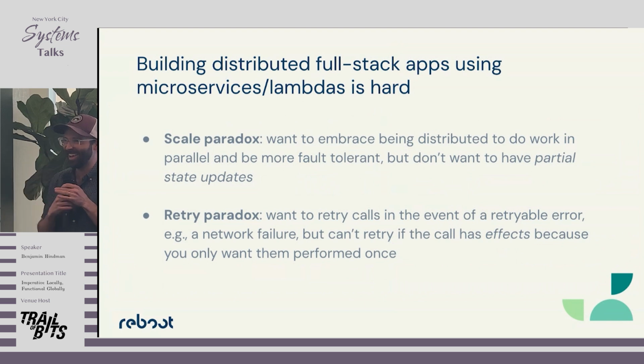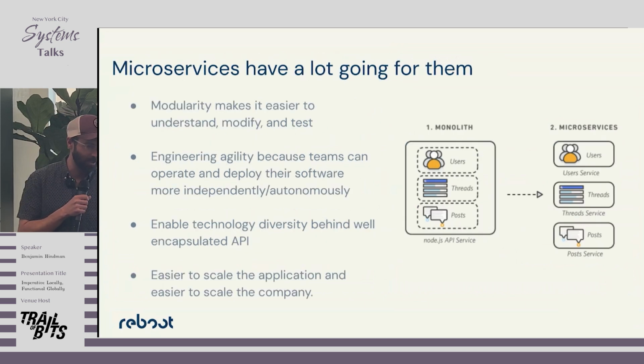In the face of failures, like a network failure, we want to be able to retry calls, but we might not be able to do that if those calls actually have effects, because we only want those effects to be performed once, right? Okay, so I'm going to talk about these in a bit more detail.